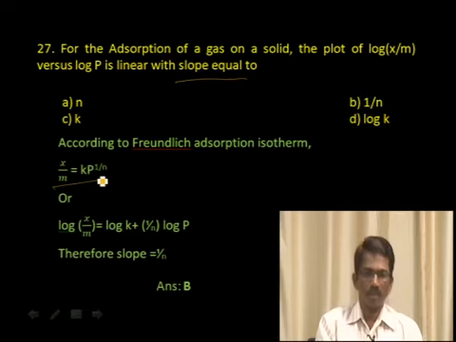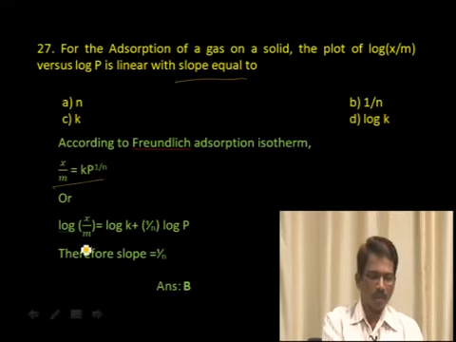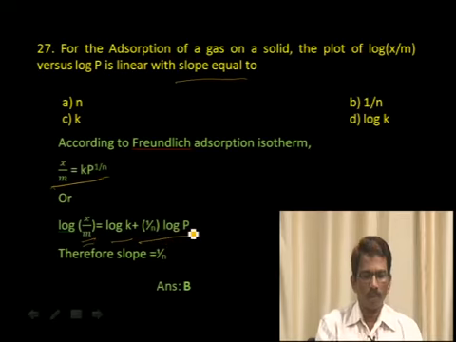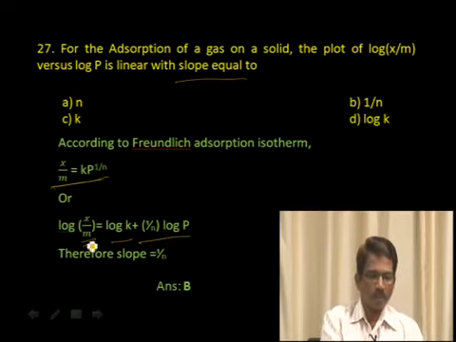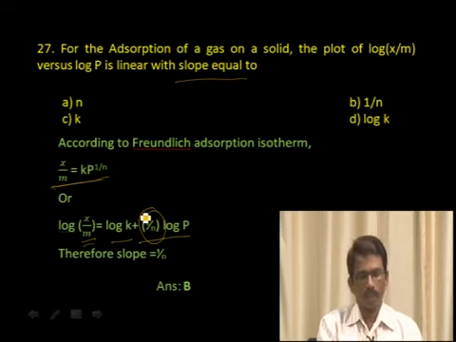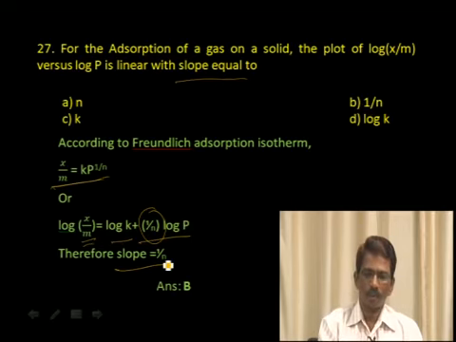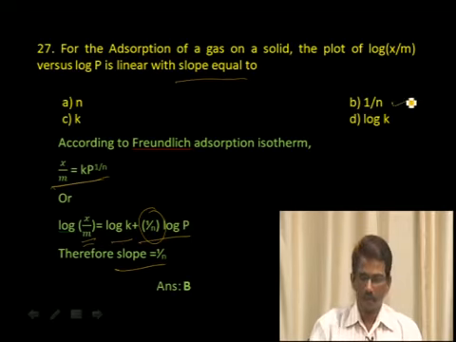x is the mass of adsorbate and m is the mass of adsorbent. If I take log of this equation, you get log of x by m is equal to log k plus 1 by n log p, and this equation resembles the equation of a straight line y is equal to c plus mx, for which the value of m is 1 by n, and therefore the slope of the curve is equal to 1 by n, and the correct option is answer B.